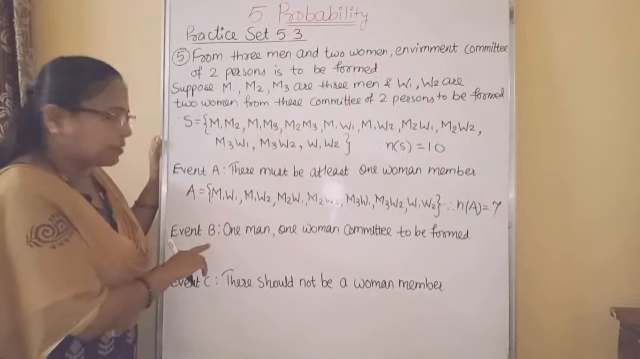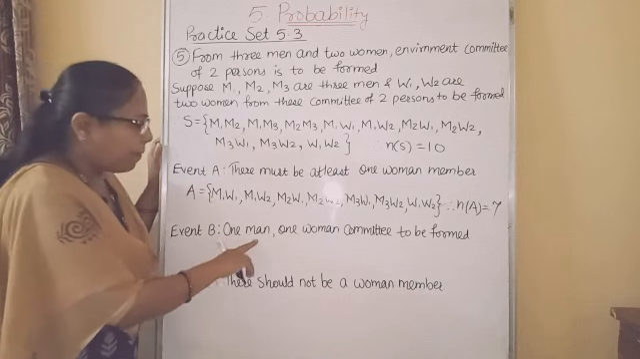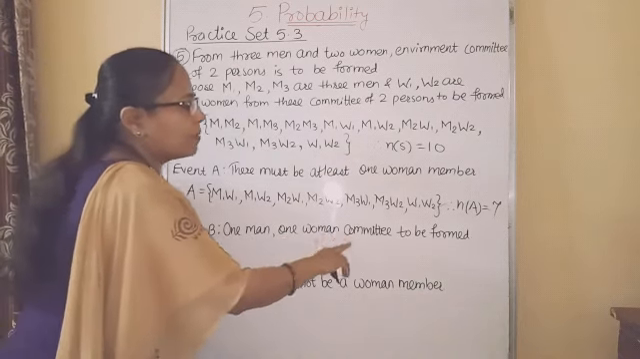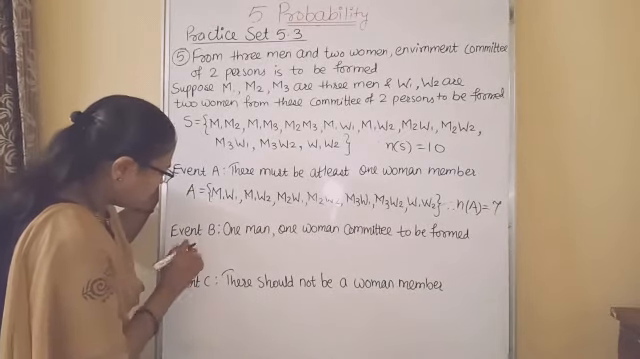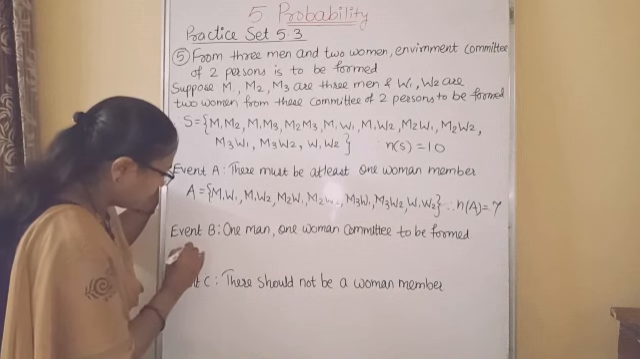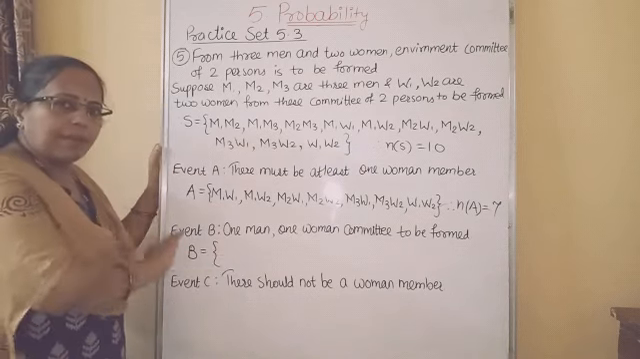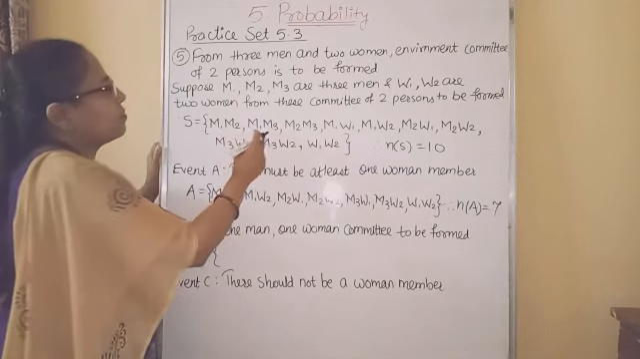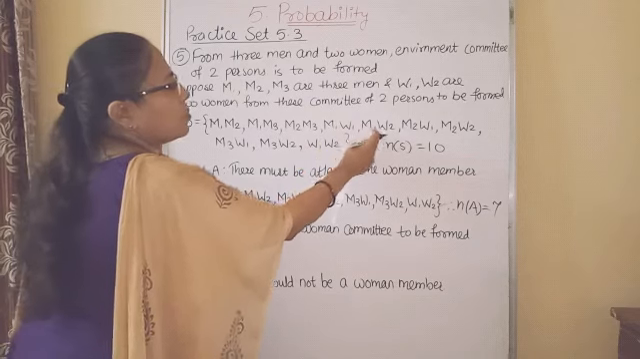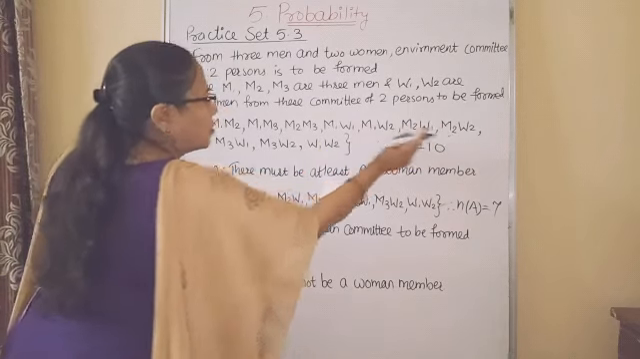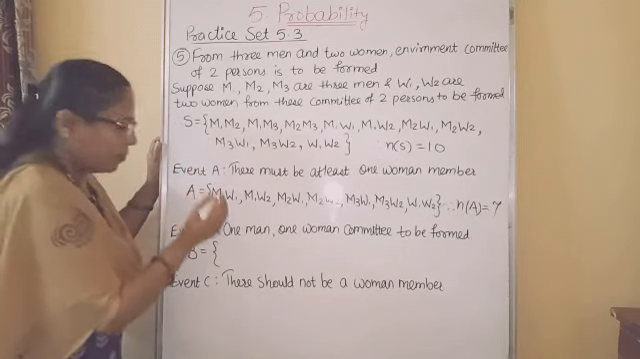Okay. Next, event B. The condition is a one man, one woman committee to be formed. Event B. Now here we require only one man, one woman. So we will take M1 W1, M1 W2, M2 W1, M2 W2, M3 W1, M3 W2. One man, one woman.